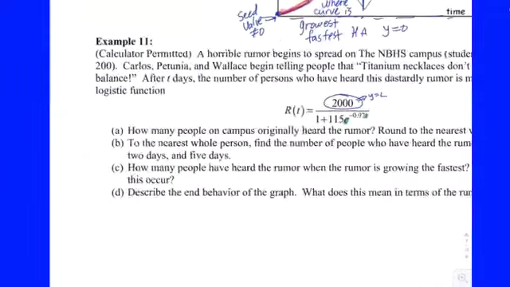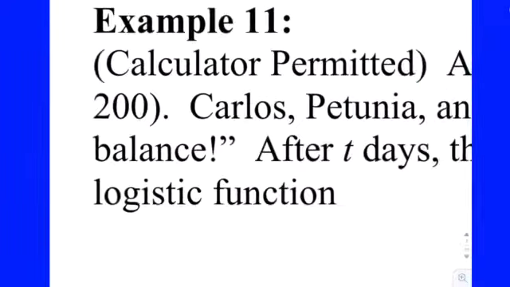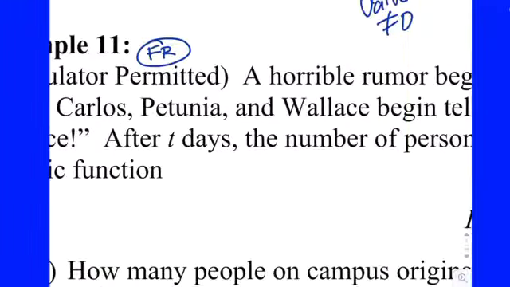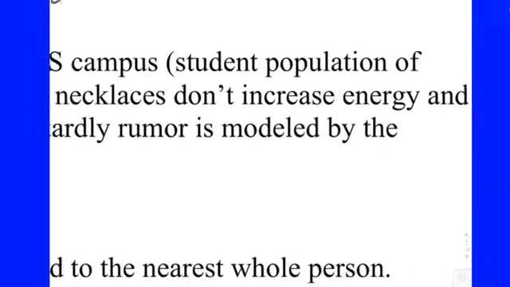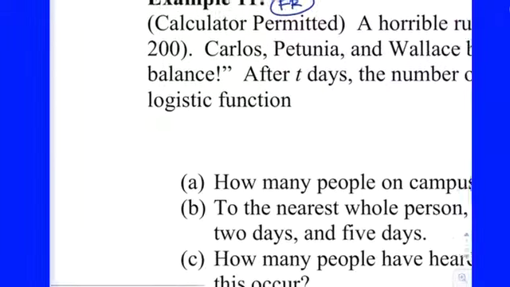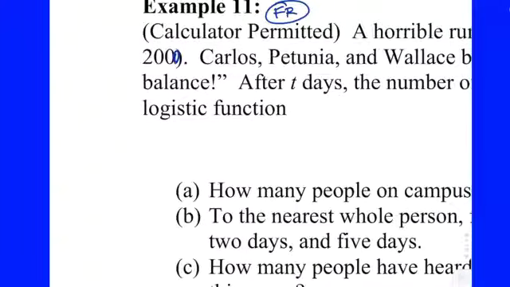Pretty cool. So let's go ahead and work through this problem. This one's going to be entirely on the calculator, and this is also going to resemble your free response question on your test ultimately. A horrible rumor begins to spread around the MBHS campus. Student population now of 2,000, not 200. Add another zero there.